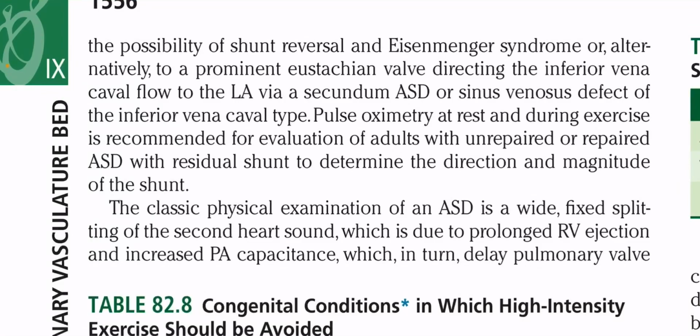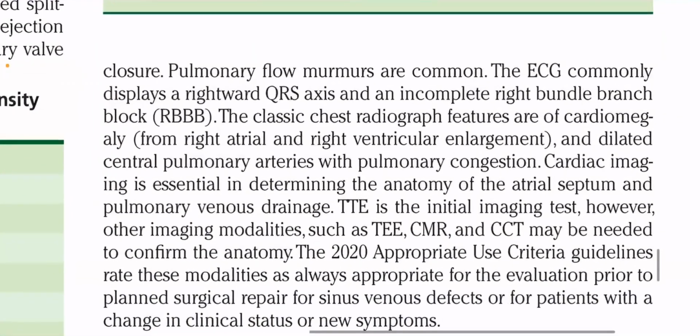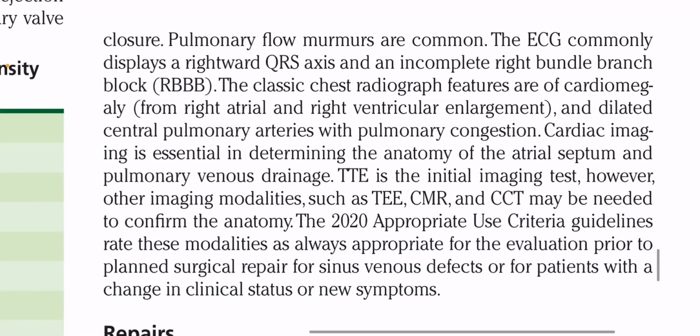Pulse oximetry at rest and during exercise is recommended for evaluation of adults with unrepaired ASD or repaired ASD with residual shunt to determine the direction and the magnitude of the shunt. The classic physical examination finding of an ASD is a wide, fixed splitting of the second heart sound, which is due to prolonged RV ejection and increased pulmonary artery capacitance, which in turn delay pulmonary valve closure. Pulmonary flow murmurs are common.